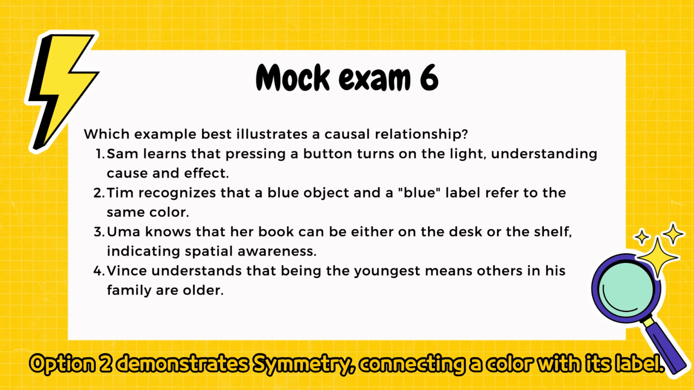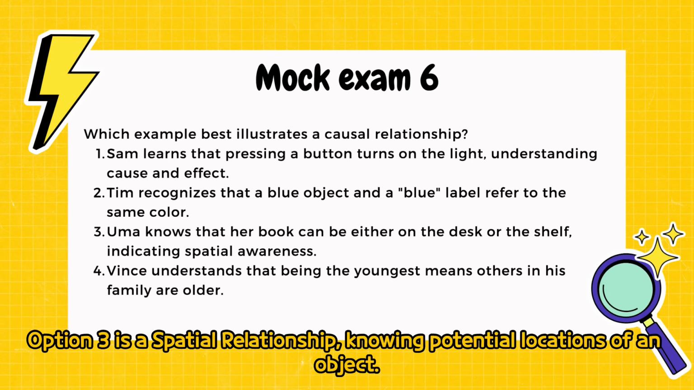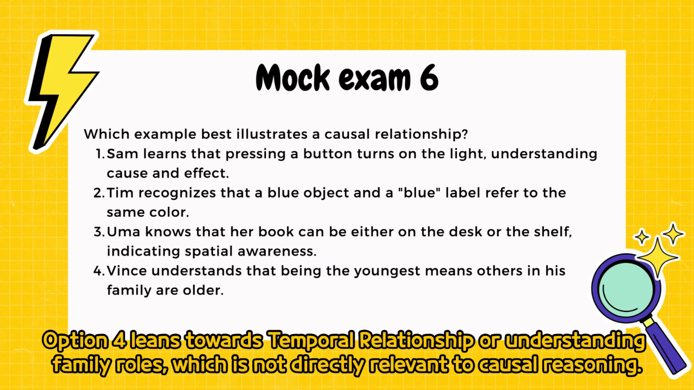Option 2 demonstrates symmetry, connecting a color with its label. Option 3 is a spatial relationship, knowing potential locations of an object. Option 4 leans towards temporal relationship, or understanding family roles, which is not directly relevant to causal reasoning.